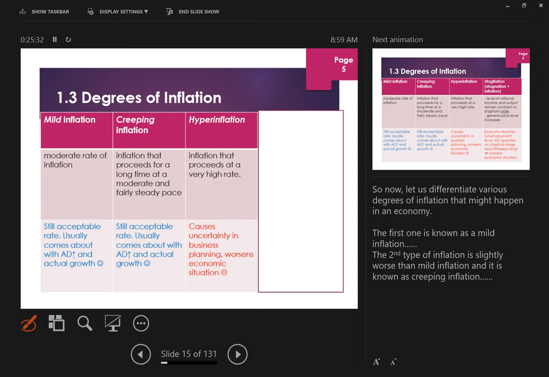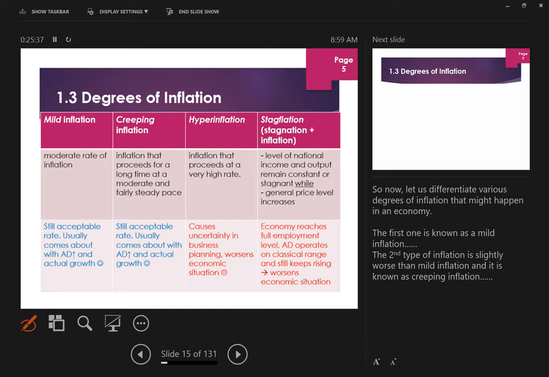Of course, we also want to introduce this term to you, stagflation. The term stagflation comes about from stagnation plus inflation. Stagflation is when your level of national income output remains constant. So this part ties in with the part about stagnant growth. You have stagnant growth, but your general price level is still increasing.